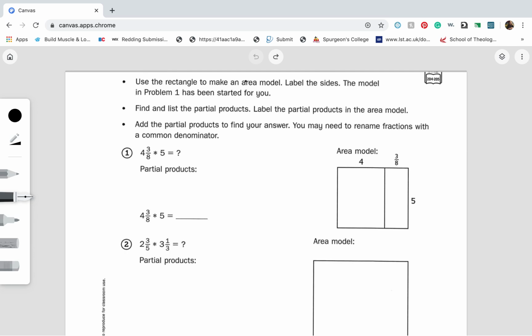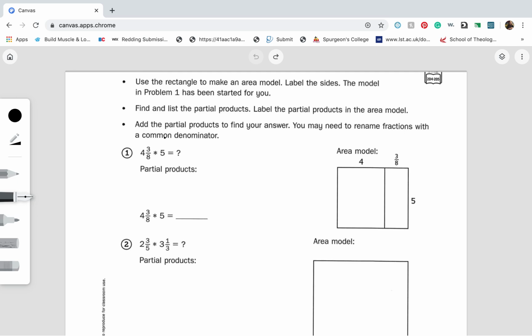Use the rectangle to make an area model. Label the sides. The model in problem 1 has been started for you. Find and list the partial products. Label the partial products in the area model. Add the partial products to find your answer. You may need to rename the fractions with a common denominator.